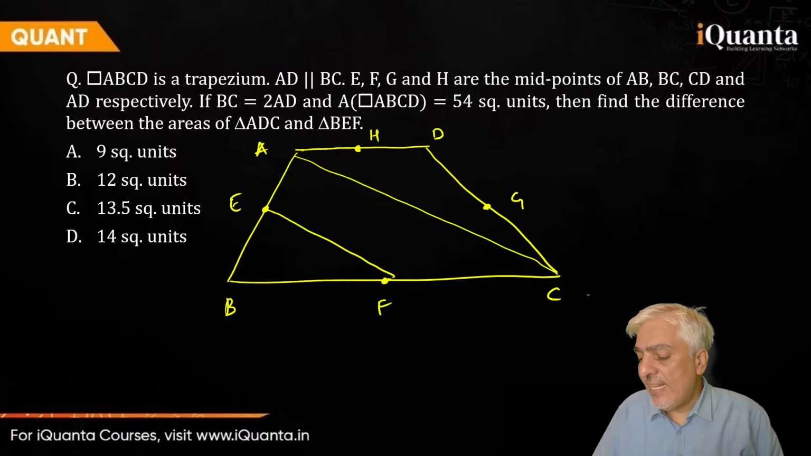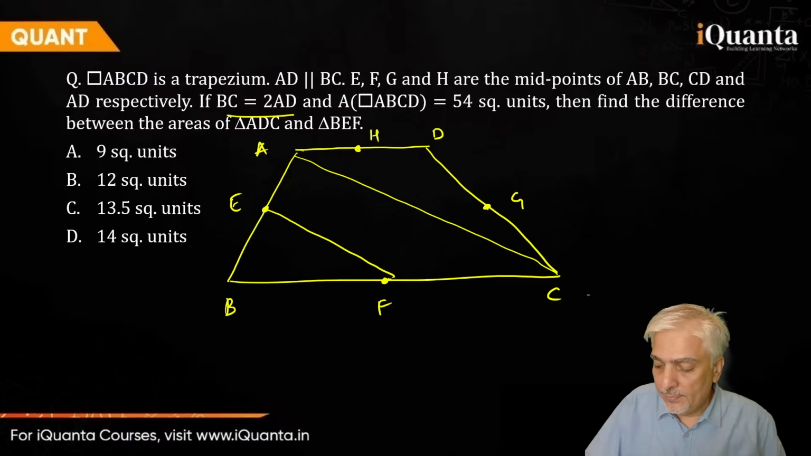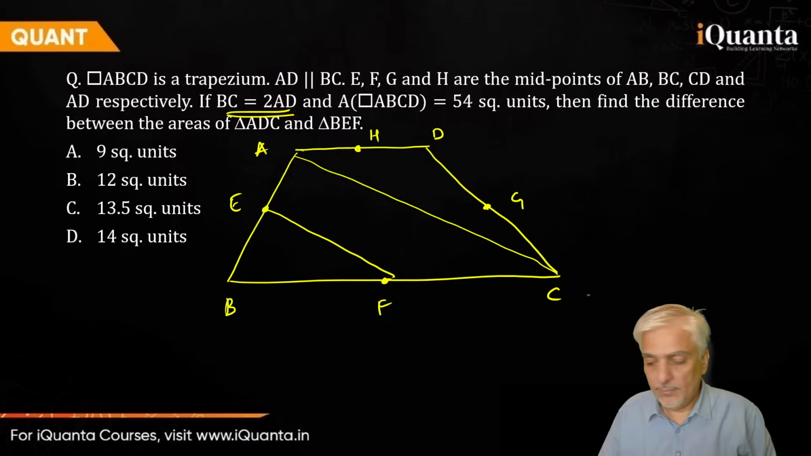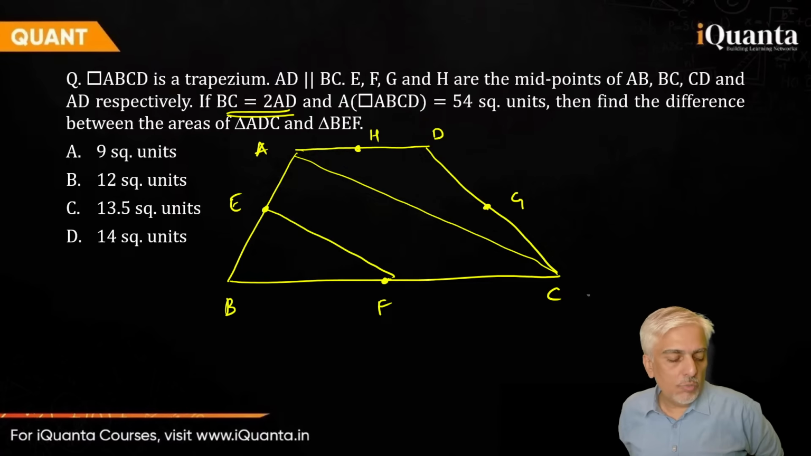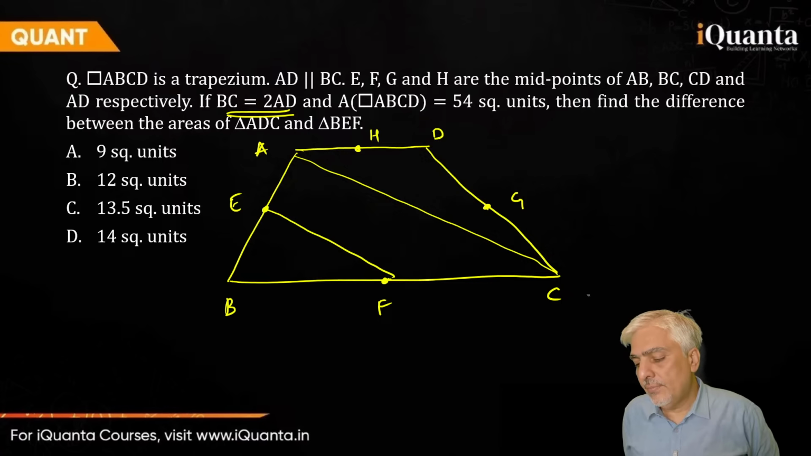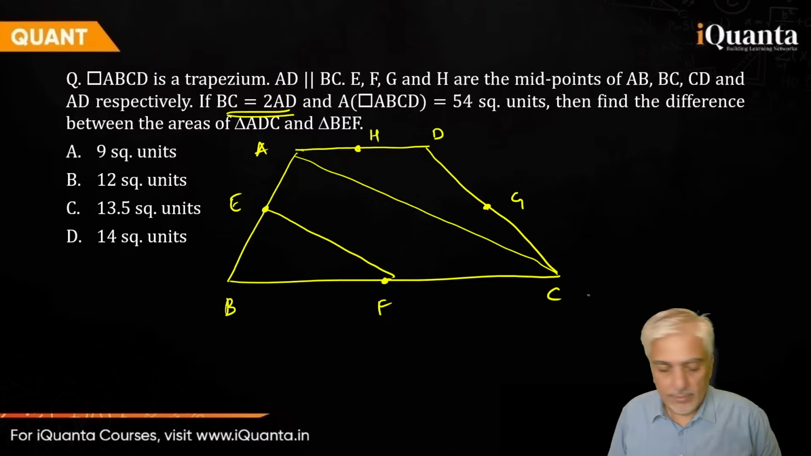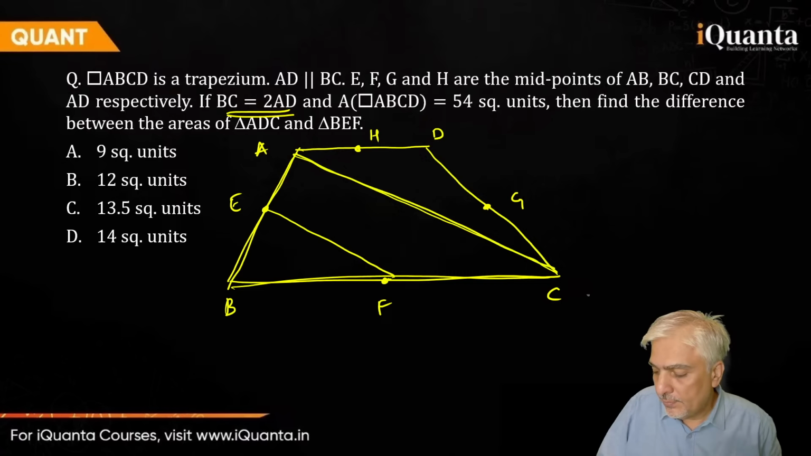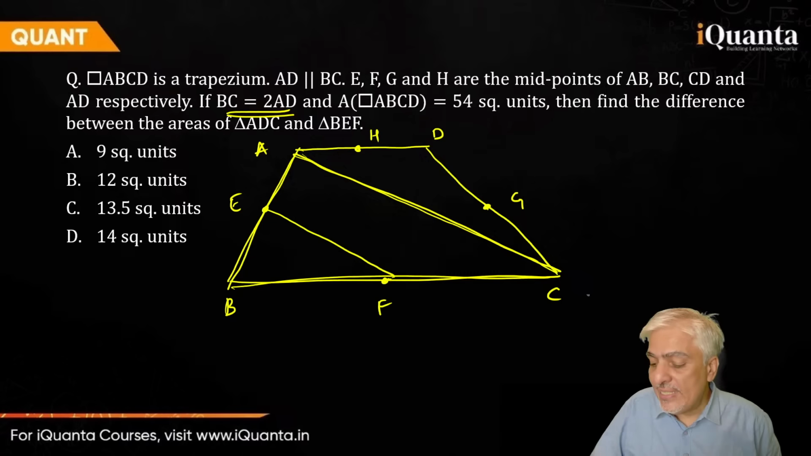They have told us BC is double of AD. Moksh, what are the areas you are getting? To find the difference, now if you look at the area of ADC and the area of ABC, basically the trapezium is ABC plus ADC.